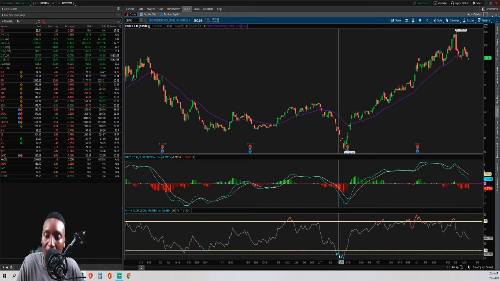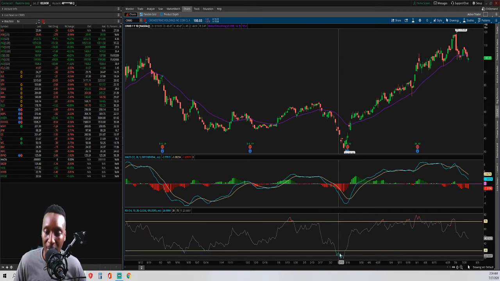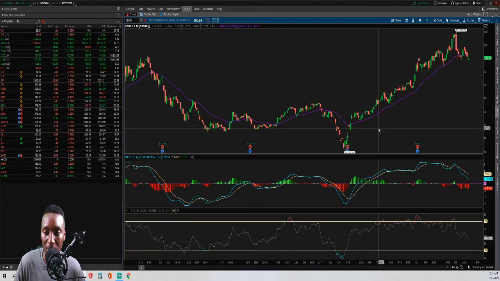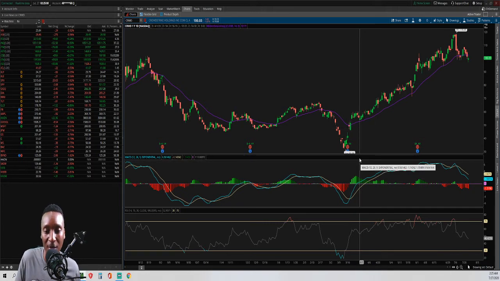You can use it as any time it crosses over, you buy and sell. Some people do it that way. But one of the ways I like to do it is I'll use it for that, but I use the MACD to kind of show you the momentum of the stock, right?